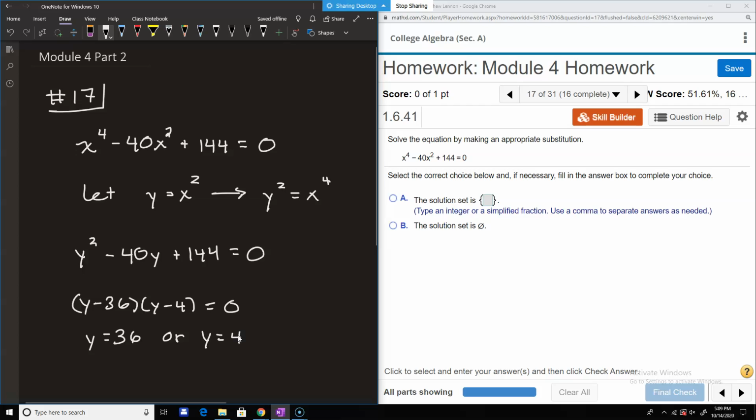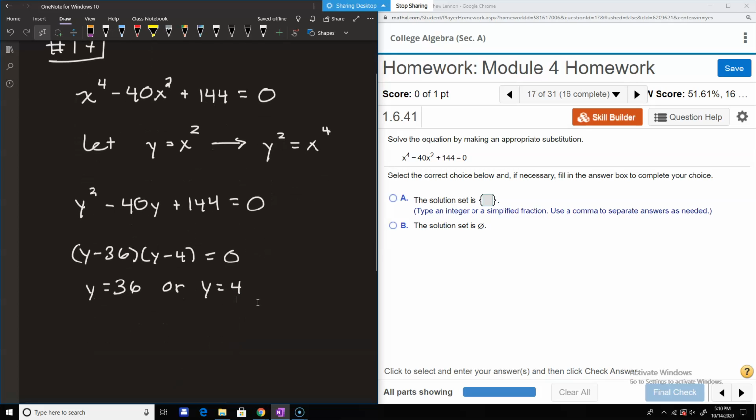But remember, the original problem is not asking what y is, it's asking what you started with. X, what is that? So we need to transform that y back into x squared and then solve that resulting equation. So if we end up with x squared equals 36 or x squared equals 4, then we can use the square root property to solve for x in both of those. So that's what we do.